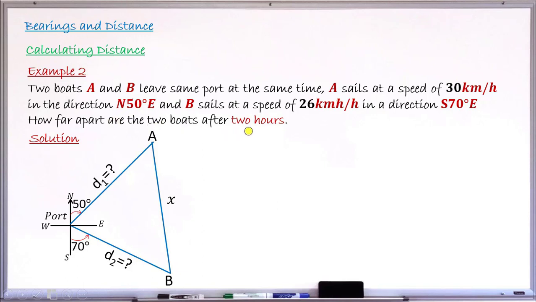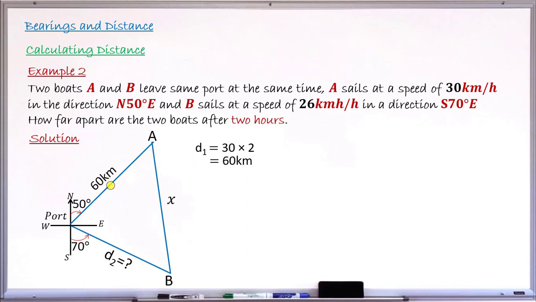So if I'm to find the distance traveled by each after 2 hours, I will now use the formula that connects the speed, the distance, and the time. That formula, remember, distance equals speed multiplied by time. So to find D1, the distance traveled after 2 hours by boat A, will be the speed of boat A, 30 km per hour, multiplied by the 2 hours it takes. So 30 times 2 gives you 60. So boat A, after 2 hours, will sail a distance of 60 kilometers. So I can now replace this D1 by 60.